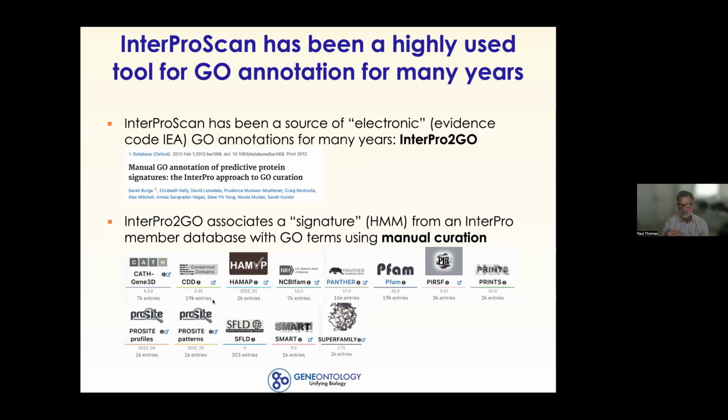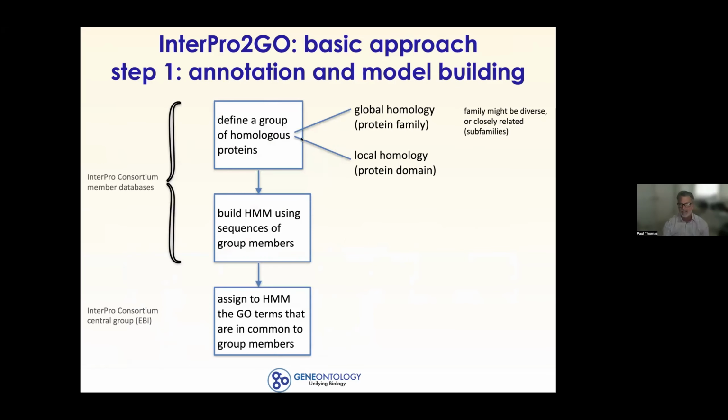And so that's their basic idea, just to sort of go through their workflow, right? What's done by each of the member databases is that they will define a group of homologous proteins. They'll do that either by global homology, you would call that a protein family, or local homology, right, over part of the sequence. These are conserved protein domains. And in the case of protein families, these are most often very diverse families, but some databases like PANTHER have closely related subgroups in them, and those can sometimes give you more granular annotations, and I'll go into that in a second.